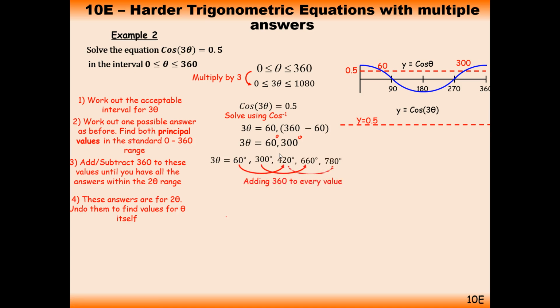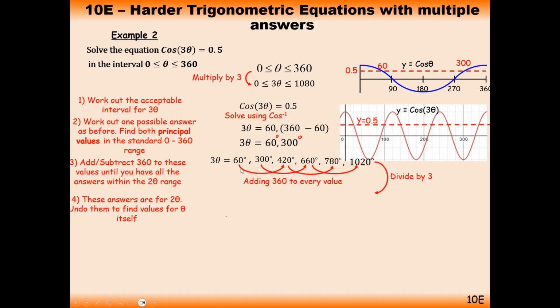So we're adding 360 to each, all the way to 1080. This is the largest degree that's still less than 1080 degrees. Now what's the next step? Now is the time to perform division by 3. Now you're going to get these angles here.